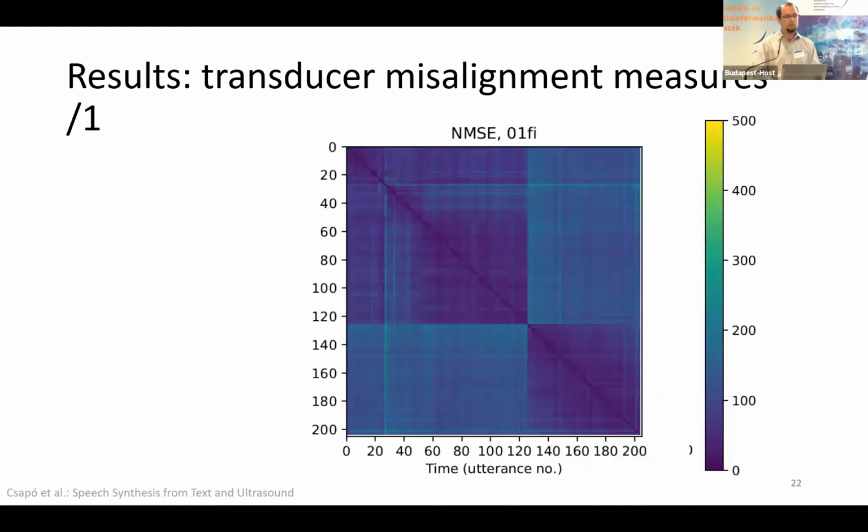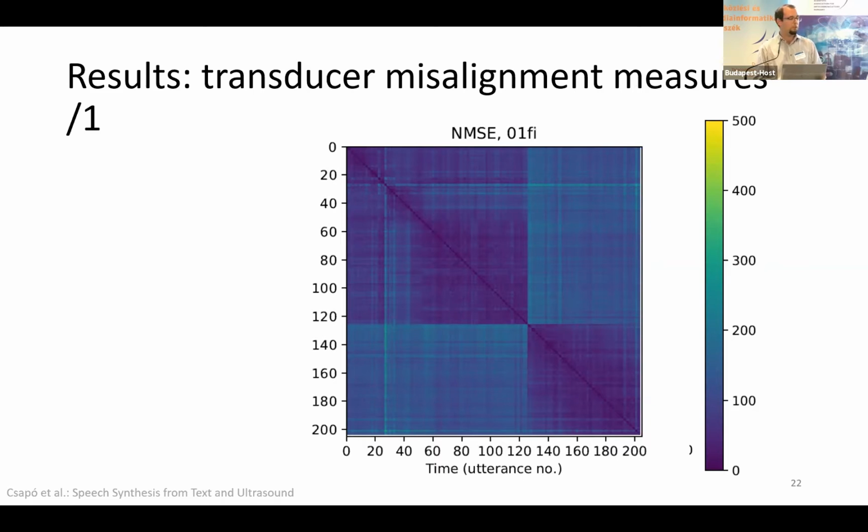And there is a resulting matrix from one of the speakers. What you can see here, the bluish colors show that there is low error, the yellowish or greenish color shows that there is some larger error. The horizontal and the vertical axis are the time, so the number of the sentence, they were recorded after each other. And we can see that in this first block, from sentence 1 to 120 roughly, this is okay. So the ultrasound data was recorded in the same position.